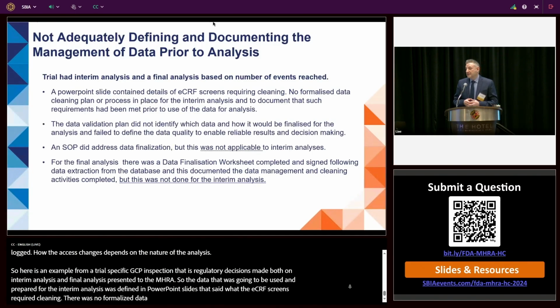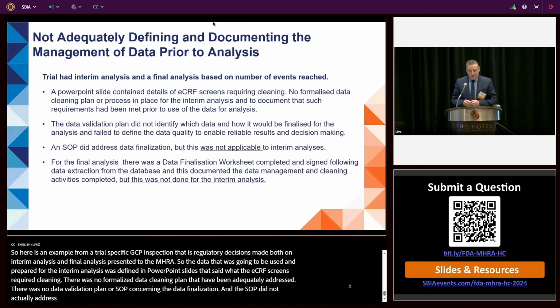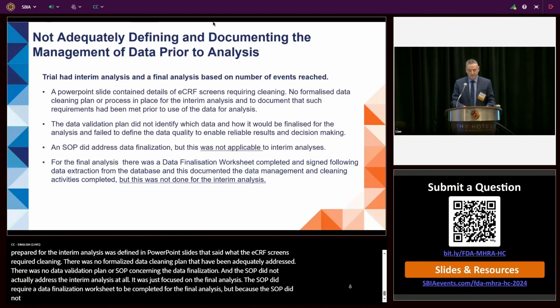There was nothing in any data validation plan or an SOP concerning the data finalization, and the SOP didn't actually address interim analyses at all. It was just focused on final analysis. The SOP did require a final data finalization worksheet to be completed for the final analysis, but because the SOP didn't apply to the interim analysis, there wasn't one done, so we couldn't see what activities had been done for the interim analysis data.